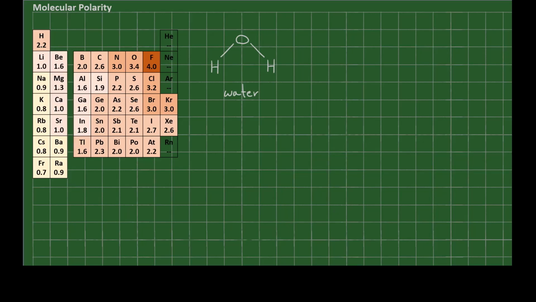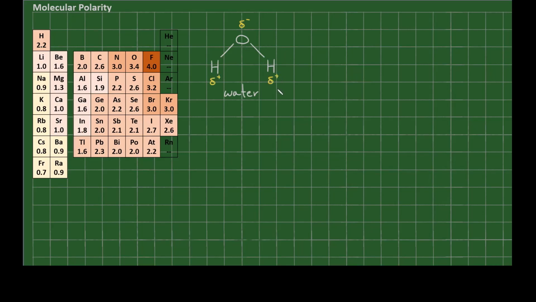The first thing I'm going to do is assign the partial charges. I'm going to do that by using the electronegativity table. Based on the values there, I can see that the electronegativity of oxygen is greater than the electronegativity of hydrogen. This means that the oxygen will be pulling on the bonding electrons more, and as a result, it will be partially negative. This means that the hydrogens will be partially positive.